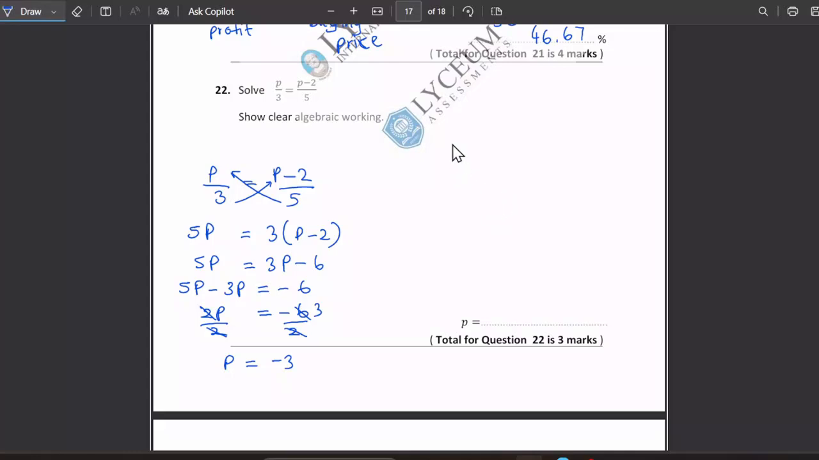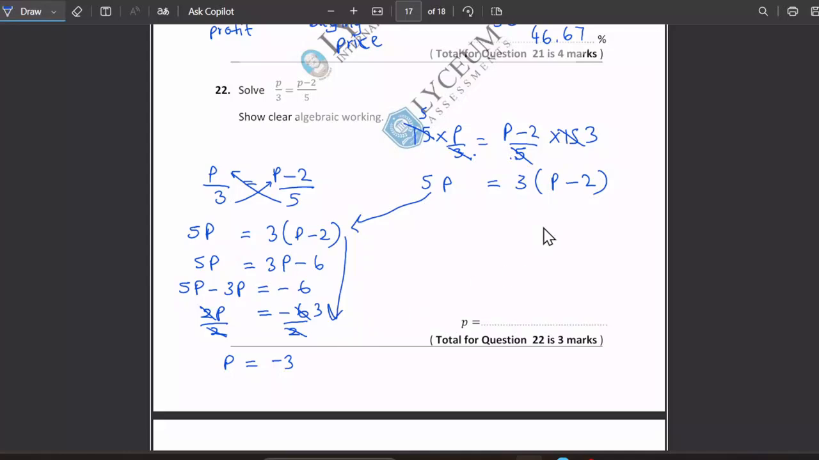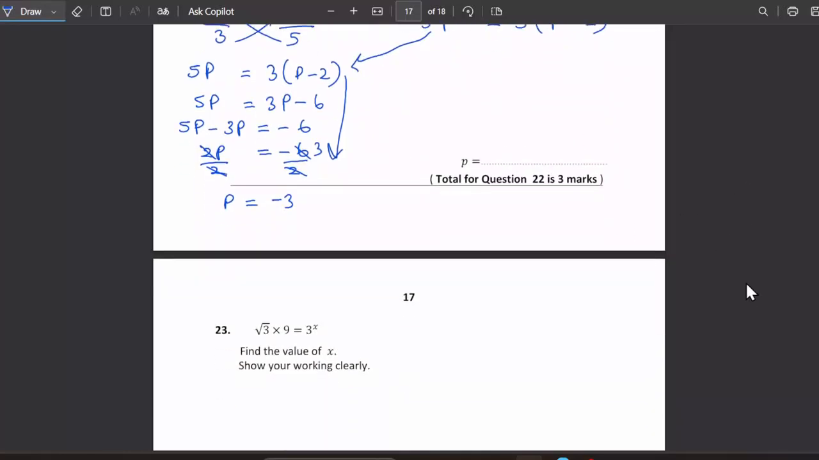The other way is P over 3 equals P minus 2 over 5. So the common denominator of these two is 15. Multiply both sides by 15. So now the same thing happens. From this onward, this way, we will get the same answer.